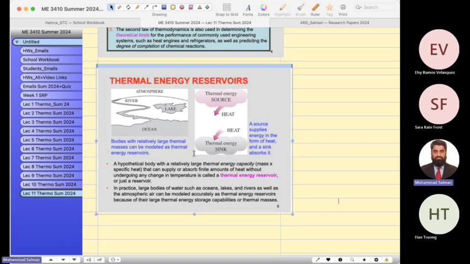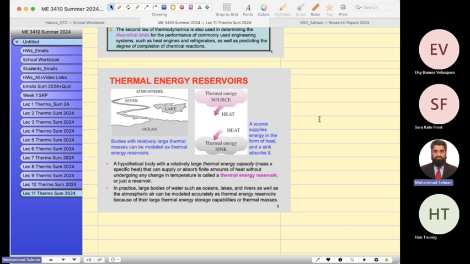Bodies with relatively large thermal masses can be modeled as thermal energy reservoirs. A source supplies energy in the form of heat and a sink absorbs it. This is the definition of source and sink.